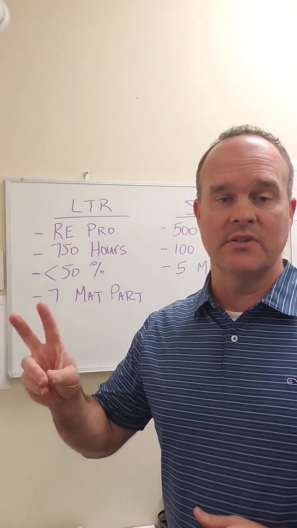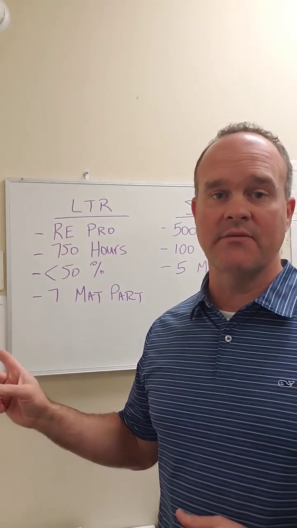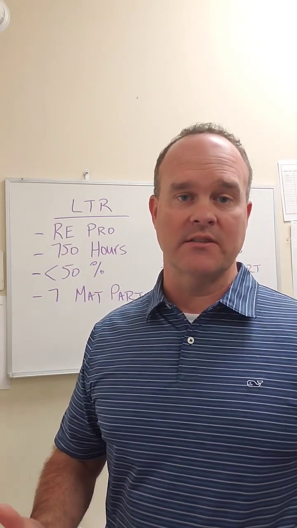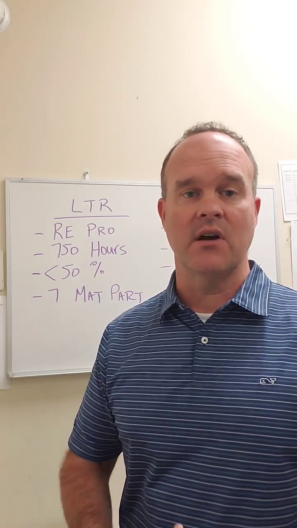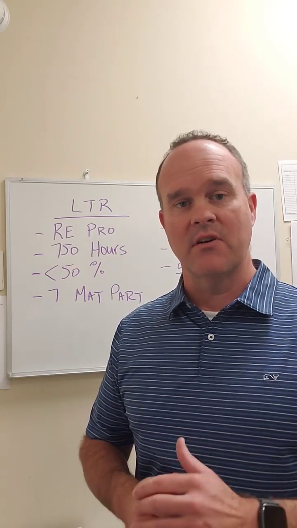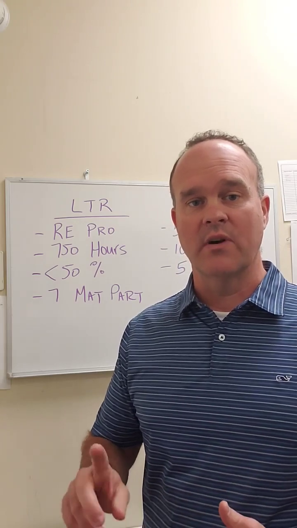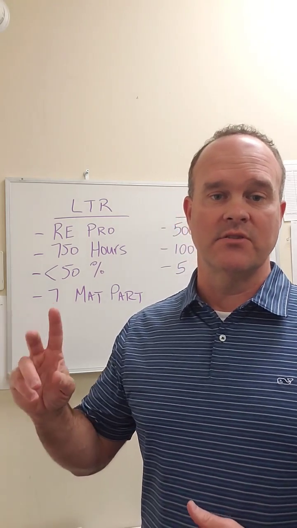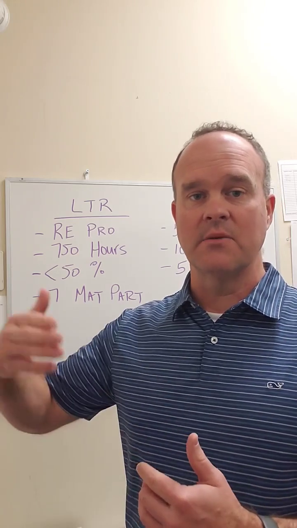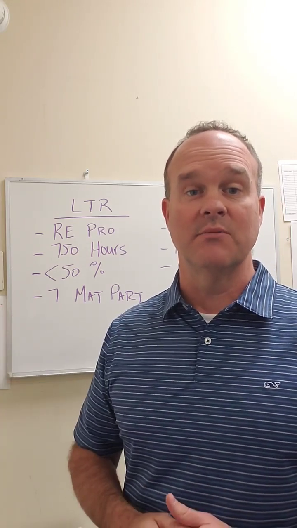In addition to those two tests, you have to meet 1 out of 7 material participation tests. So you do have to be actively involved in the business. I don't have time to talk about the 7 tests, but you need to meet 1 out of the 7, in addition to the 750 hours and spending more than half of your time involved in the business.